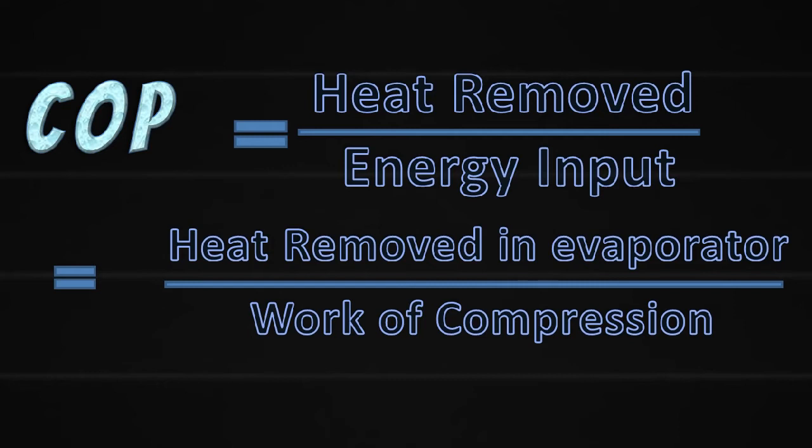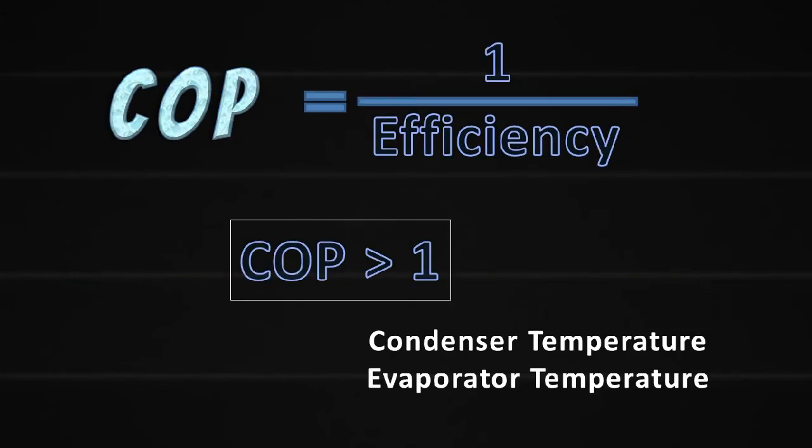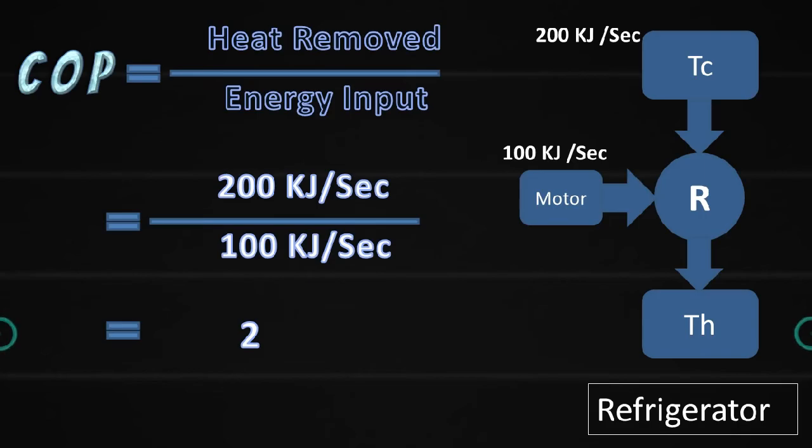In the case of a vapor compression system, COP is the heat removed in the evaporator divided by the work of compression, because the input is given to the compressor. Coefficient of performance is the reciprocal of the efficiency of an engine. Efficiency is always less than 1. Hence, COP is greater than 1. COP depends upon the temperature of the system and sink, or in other words, it depends upon the temperature of the evaporator and condenser. Let's discuss an example to have better clarification.